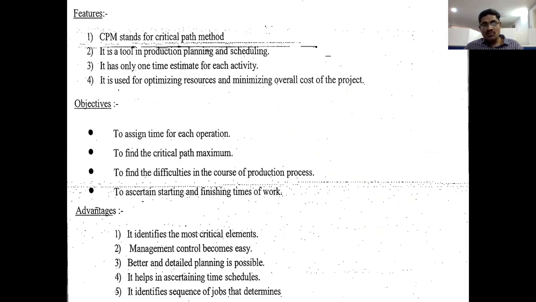Next, coming to the advantages of CPM. It identifies the most critical elements, the most difficult activities, which we can easily identify. The next benefit from CPM is that management control becomes easy. By using CPM, project management becomes easy, and it is easy to accomplish the total tasks. Next, better and detailed planning is possible by using this CPM diagram.